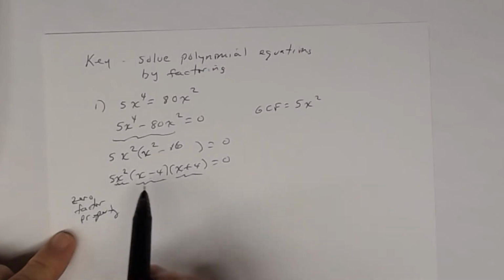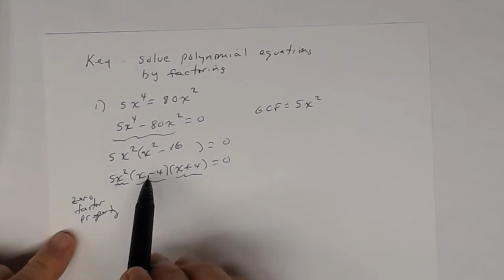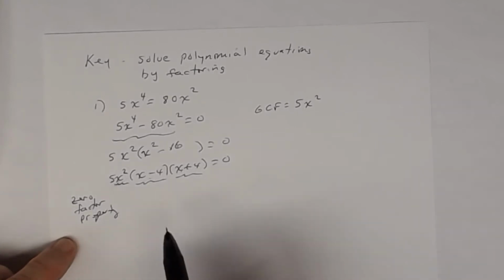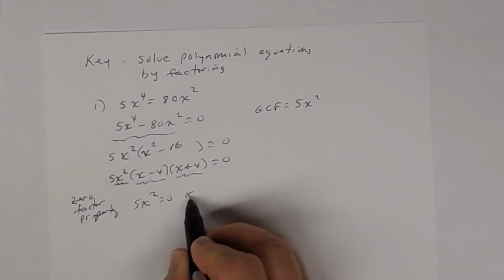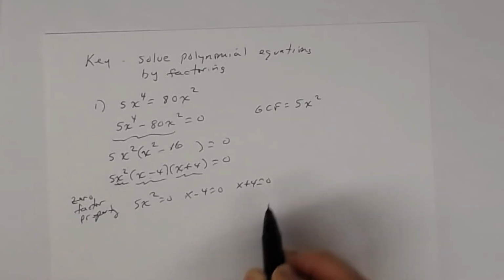The zero factor property says if you have a product of factors, which I do here, then one of those factors has to be 0. That's the only way I can get that product to be 0. So I'm going to set 5x squared equal to 0. I'm going to set x minus 4 equal to 0. And I'm going to set x plus 4 equal to 0, right?